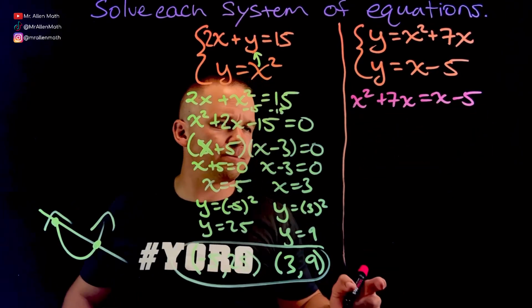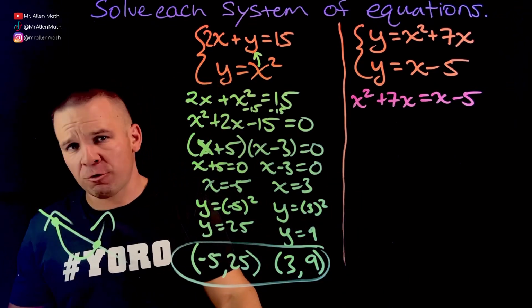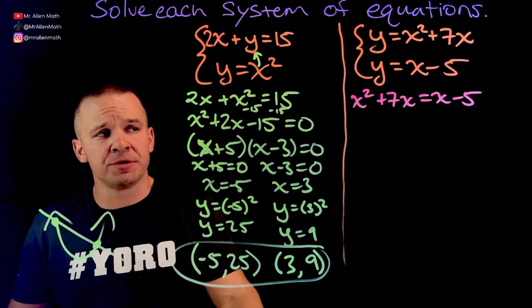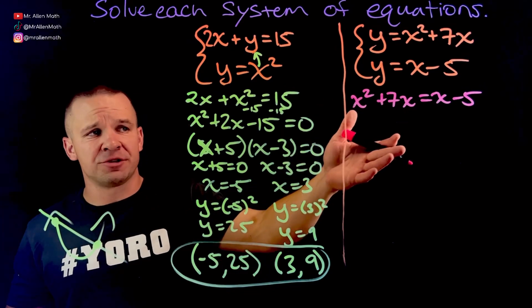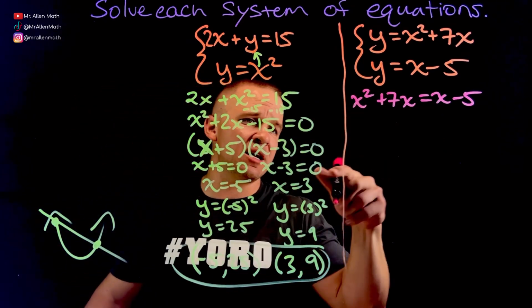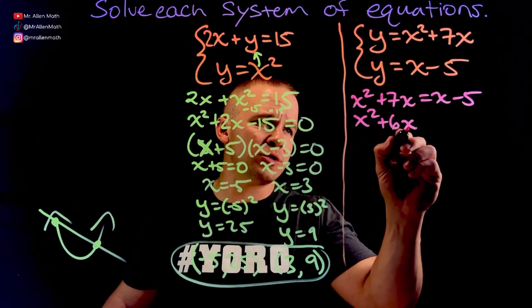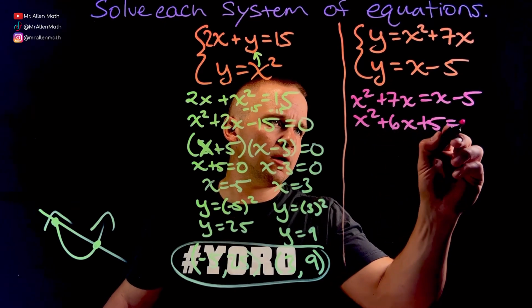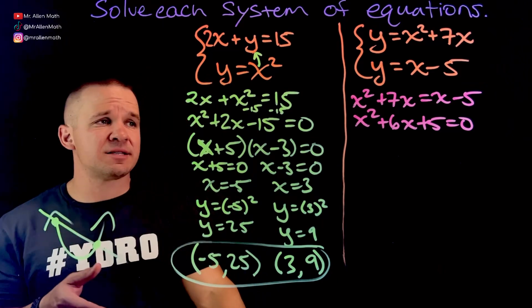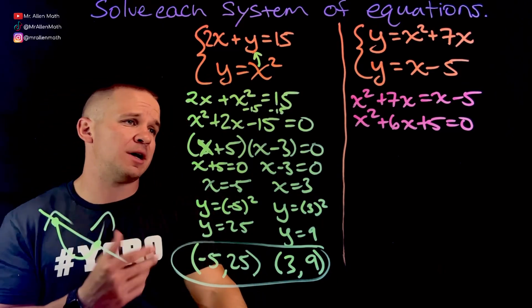Okay, there we go. Now I have a quadratic. I'm not going to use square roots here because I have a squared term and I have a linear term. I have a quadratic and a linear term. Let's set it equal to 0. See if we can factor this thing. And if not, we'll have to use quadratic formula. Okay. So I subtracted x to get 6x. I added 5 to both sides, so we got plus 5.